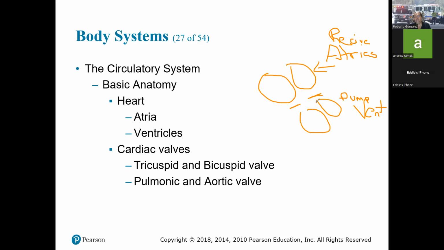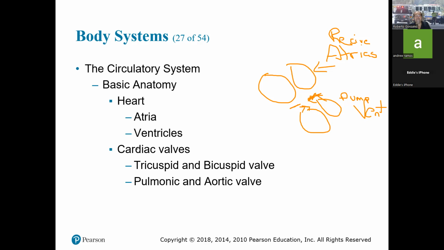Of course, you have a valve right here, and you have another valve right here. The ventricles push out blood while the atria receive blood. The atria will send blood to the ventricles, and the ventricles will then, on the right side, take it to the lungs, and the left side will take it to the aorta and the rest of the body.